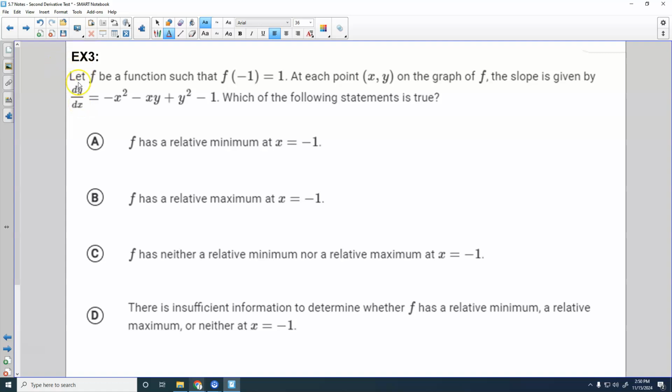Okay, so f is the function such that f of -1 equals 1 at each point x and y on the graph of f.